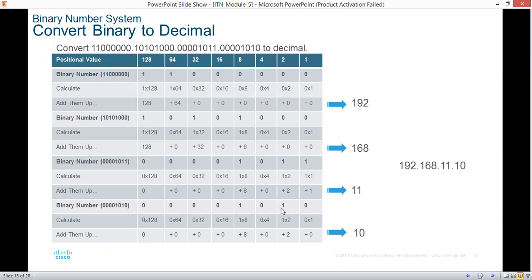10. Yeah, you get 10. So that's exactly how you do the numbering. So that makes it a lot easier for you, so you don't need to bother yourself. So if you look at what we have here, this is 192.168.11.10. How did we arrive at this?